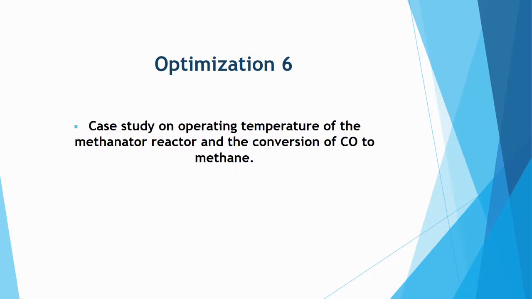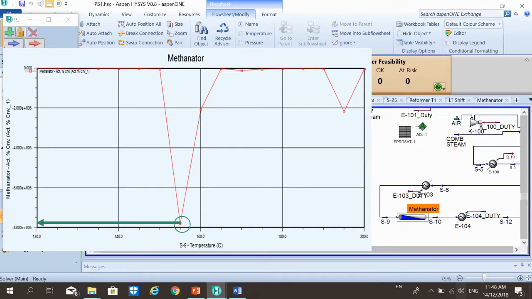97.54%. For the methanator, reverse reaction 1 is desired to remove carbon monoxide, which is poisonous to ammonia synthesis. Therefore, a case study on the operating temperature of the methanator and the conversion of carbon monoxide to methane is conducted, and the lowest point of the graph at a temperature of 155 degrees Celsius is chosen because it has the highest reverse conversion rate of carbon monoxide.